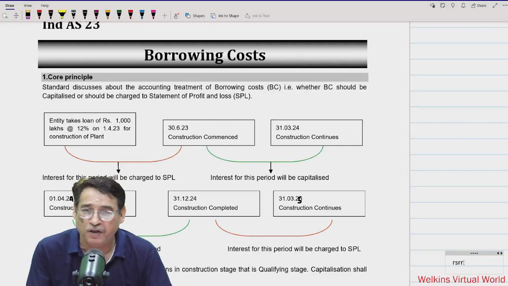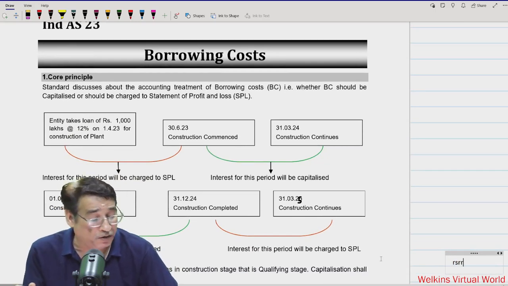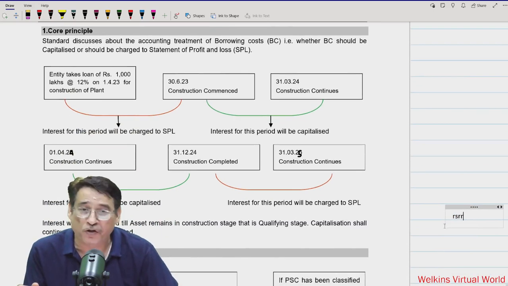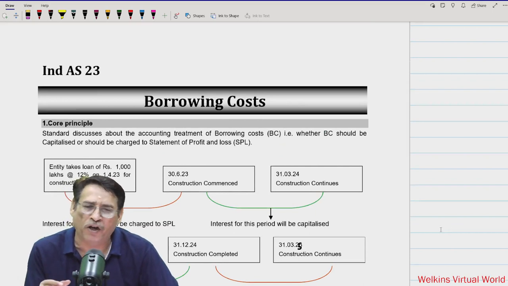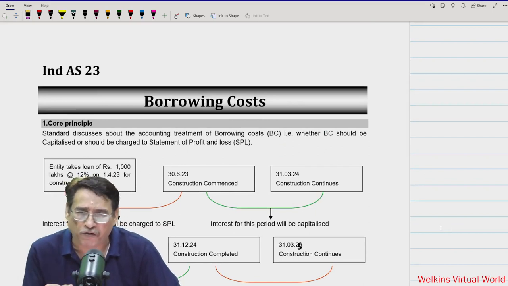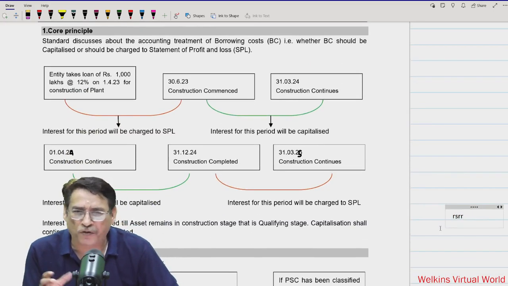As you can see flashing on your screen, in this session we are going to start IND AS-23. Quite obviously, each one of you is well aware that this standard deals with borrowing cost, and it is similar to your existing accounting standard AS-16, which you have already gone through in your earlier phases of education. There is hardly any difference. Still, we will start from scratch.